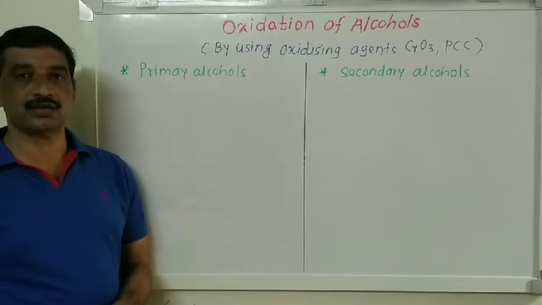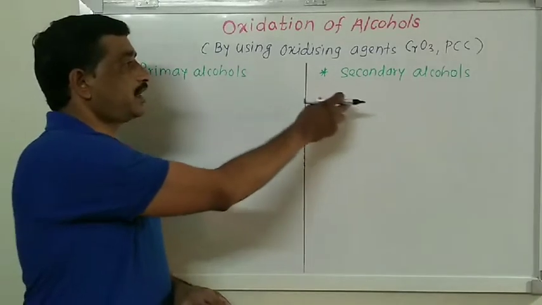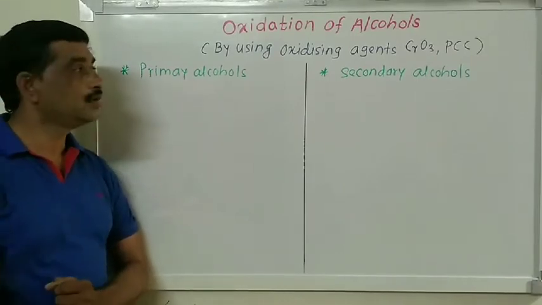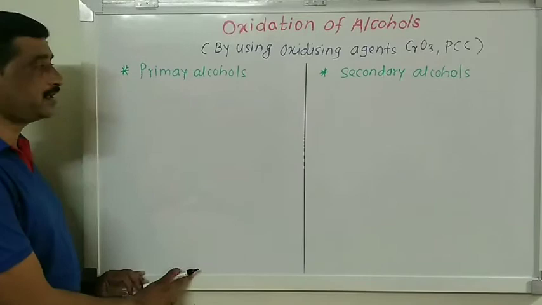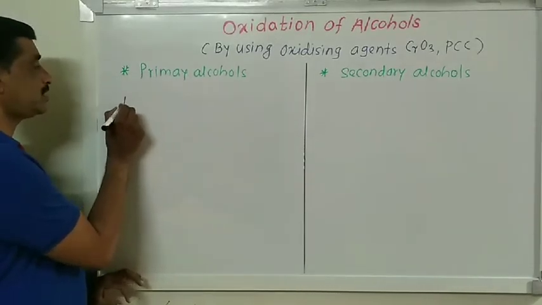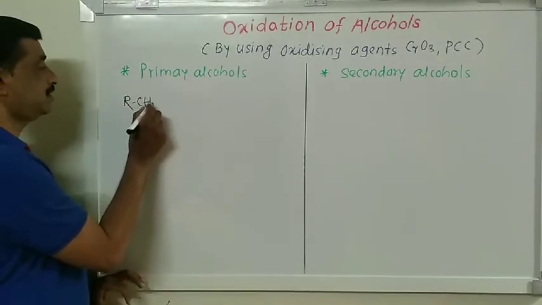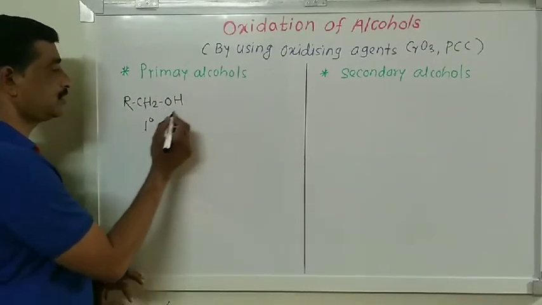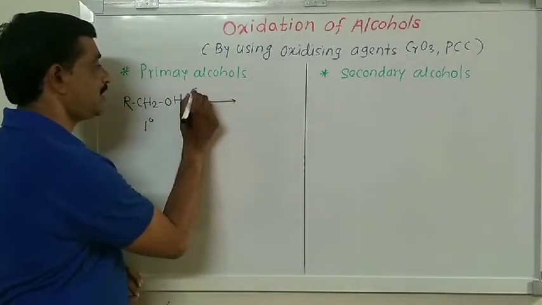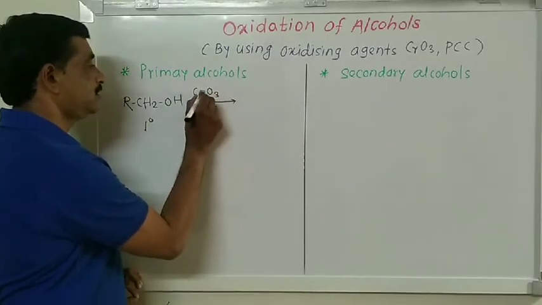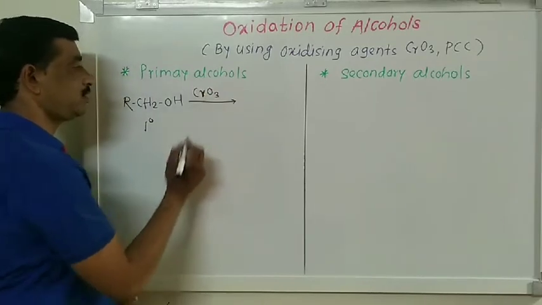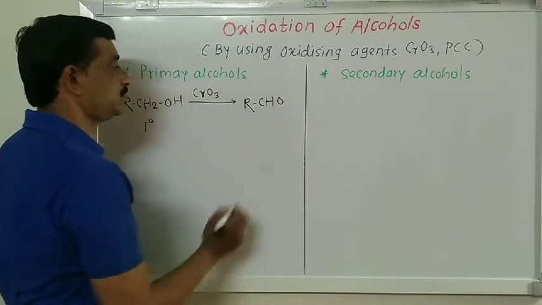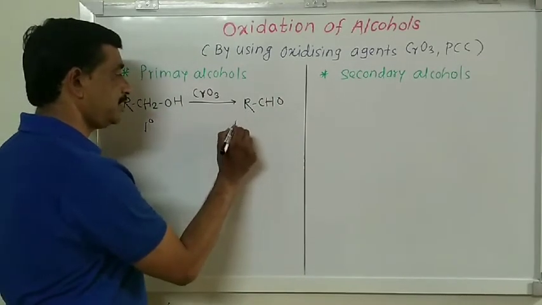These oxidizing agents oxidize primary alcohols and secondary alcohols into the corresponding carbonyl compounds. So how do primary alcohols undergo oxidation? Primary alcohols are represented as RCH2OH. When these primary alcohols are reacted with chromium anhydride, that is CrO3, we get the compound RCHO. That is, we get here an aldehyde.